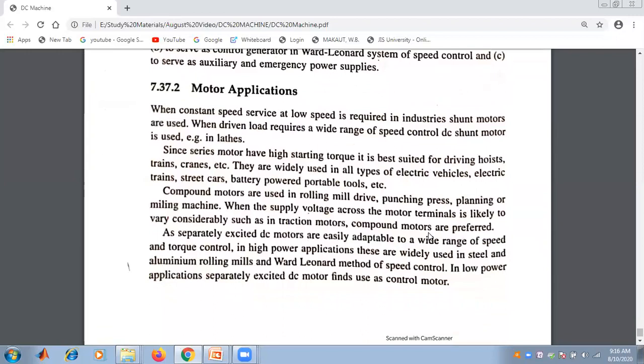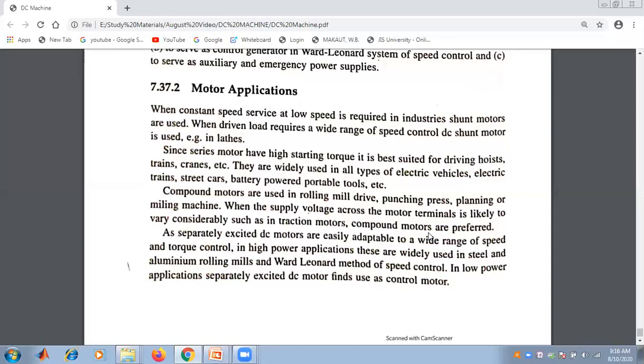Motor applications: when constant speed service at low speed is required in industry, shunt motors are used. When the driven load requires a wide range of speed control, as in a lathe, DC shunt motors are used. Since series motors have high starting torque, they are best suited for driving hoists and trains. They are widely used in electric vehicles, electric trains, streetcars, and battery powered portable tools. Compound motors are used in rolling mill drives, punching presses, planing and milling machines.